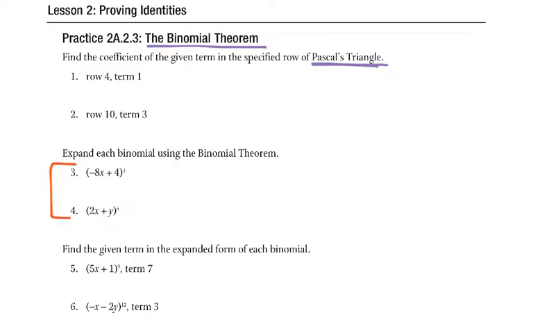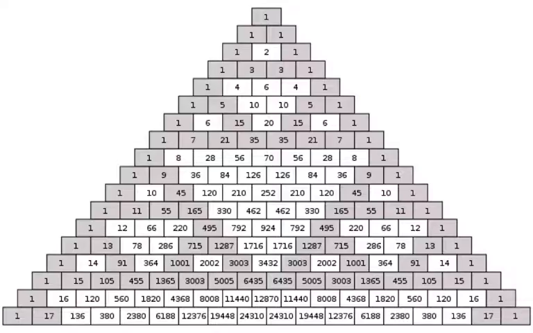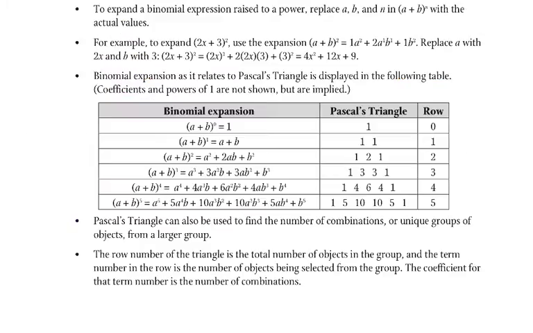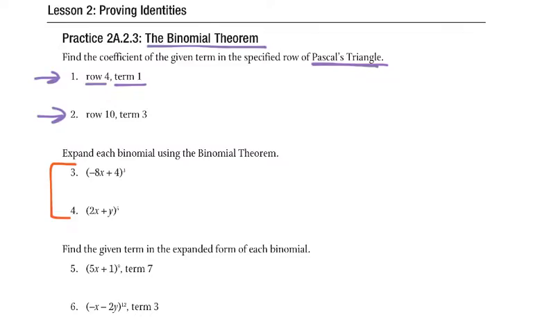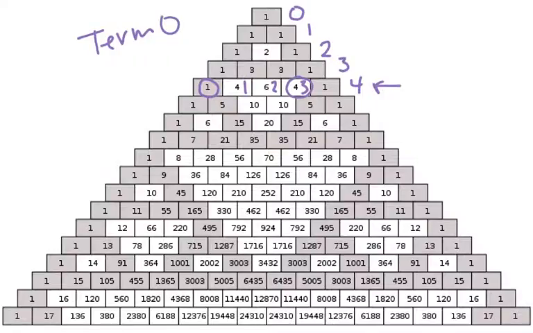Alright, so the first one just wants us to see how familiar we are with Pascal's triangle. So row 4, term 1. So let's actually use this one. I printed off one that's really big. So we've got row 0, 1, 2, 3, 4. How far did it want us to go? Row 4, term 1. Okay, so here's row 4. Then we start on the left side. Now remember, these first terms are always term 0. So 0, 1, 2, 3. So the third term would be 4 on row 4. Oh, term 1. Oops. So it's not 1, it's 4 again.